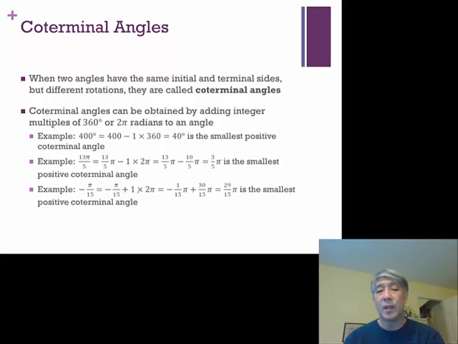So, for example, in the case of 400 degrees, 400 degrees is equal to 40 plus 1 times 360, or if I subtract 360 from 400, I find that 40 is the smallest positive coterminal angle. I could find another coterminal angle by subtracting another 360 from it, in which case I would end up with minus 320.